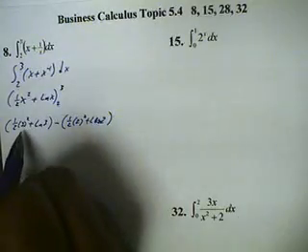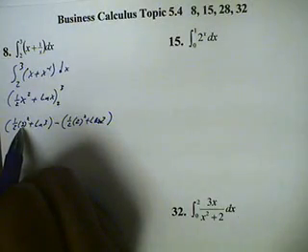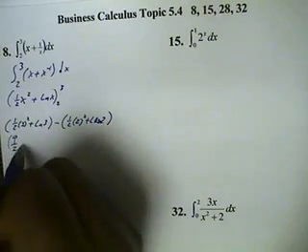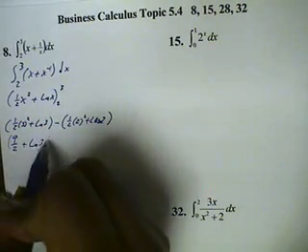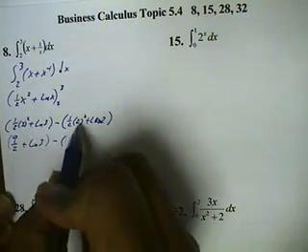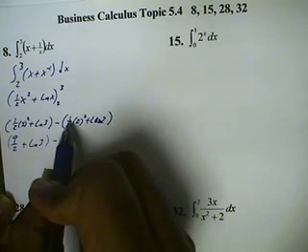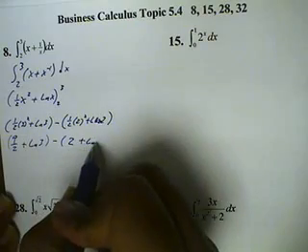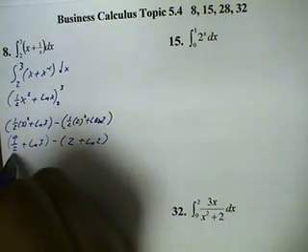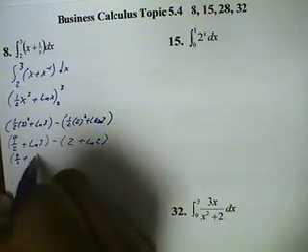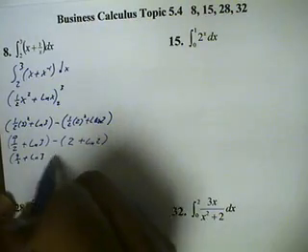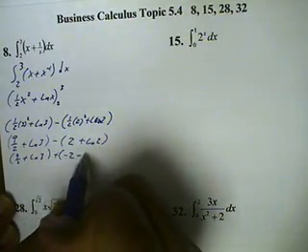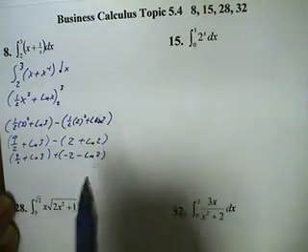Okay, now 3 squared is 9, and 9 times 1/2 is 9 over 2. So plus the natural log of 3. Then we have here 2 squared is 4, divided by 2 is 2, and plus the natural log of 2. From here, I'm going to change all my signs on this second term here. So this will be a negative 2 minus natural log of 2.